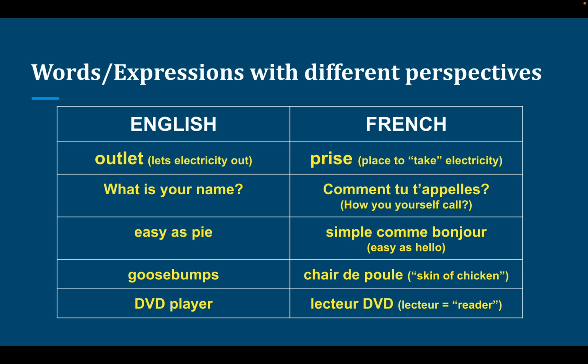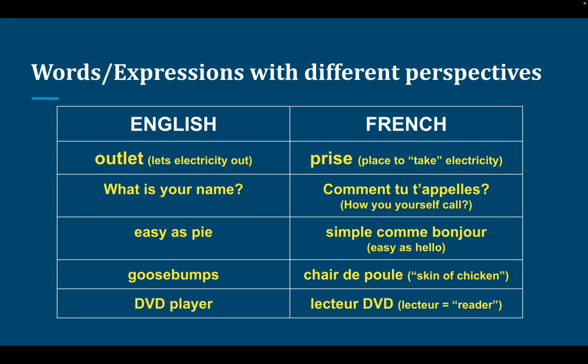So in English, we use the expression an electric outlet because it allows the electricity to come out. In French, they call that same thing une prise. And in their perspective, it's where you take electricity. In English, we have the question, what is your name? But in French, that becomes comment tu t'appelles? which translates literally as how you yourself call.